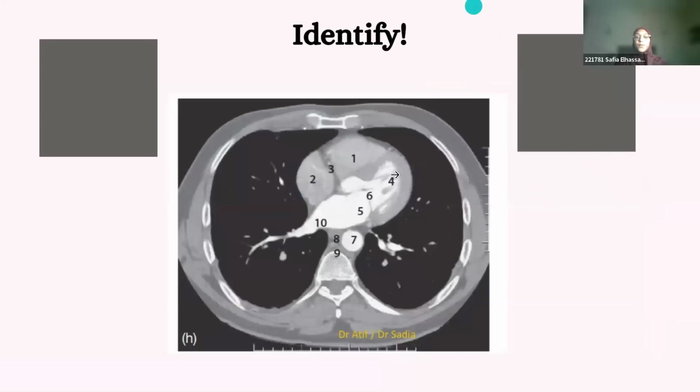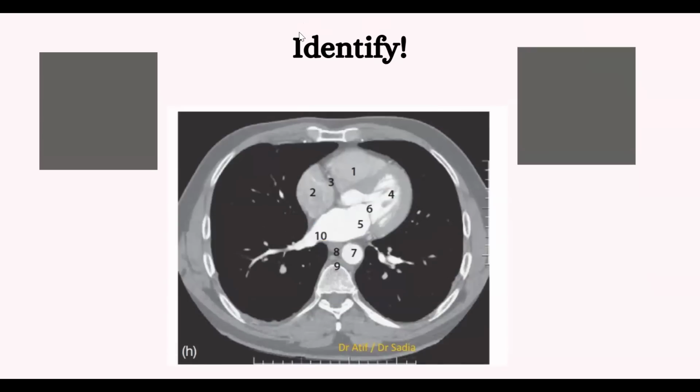Okay, so can someone just identify what structures are number 10 and number 5? 10 is the right pulmonary vein. Exactly. And number 5 is? I'm not sure, but is it the left atrium? Yes, exactly. So the right pulmonary vein drains into the left atrium, and then from the left atrium it goes to the left ventricle, and then it's going to be pumped all around the body.